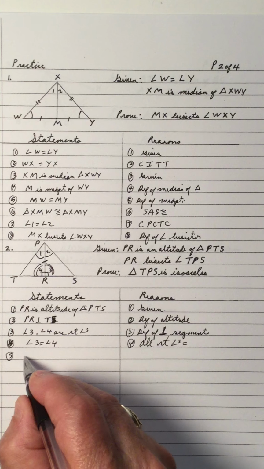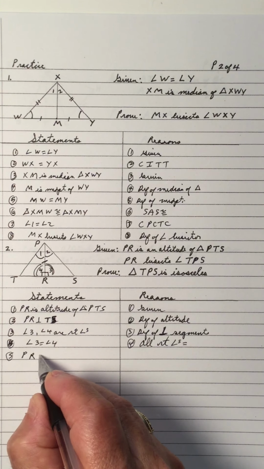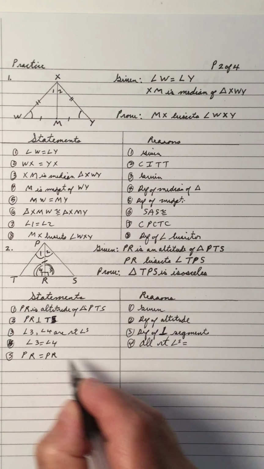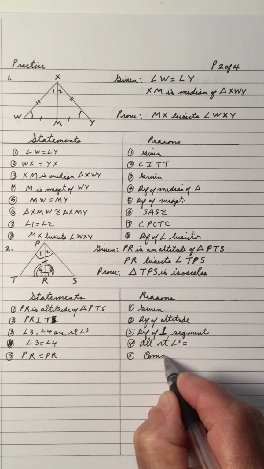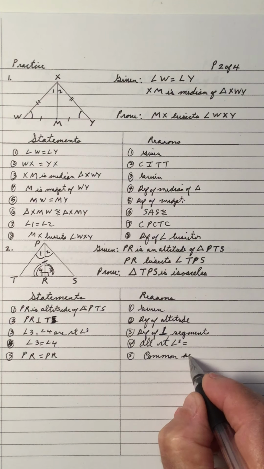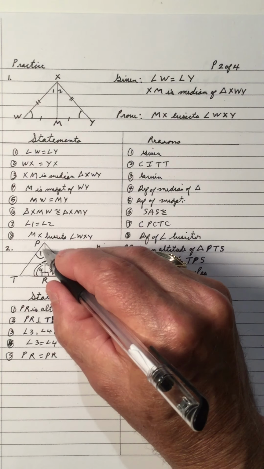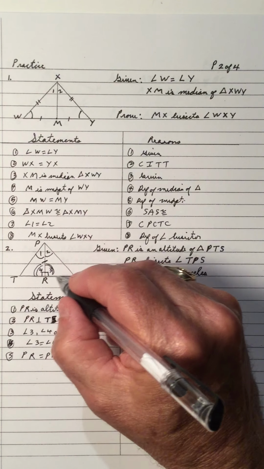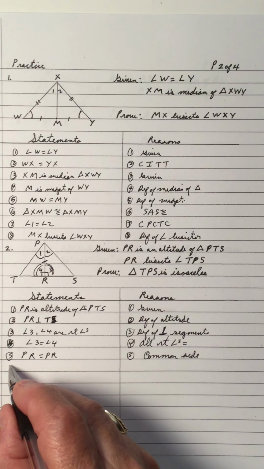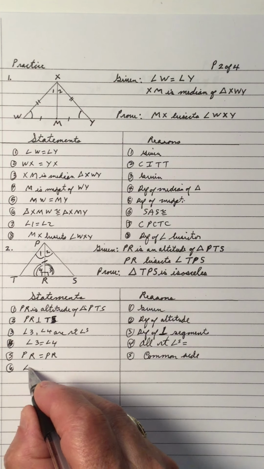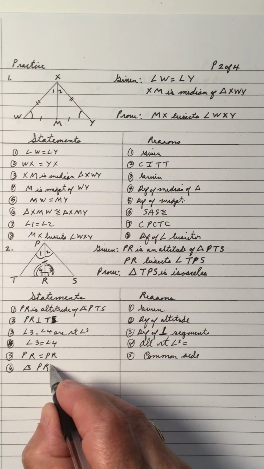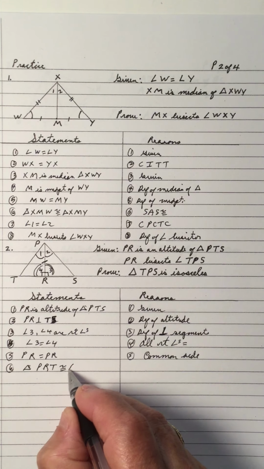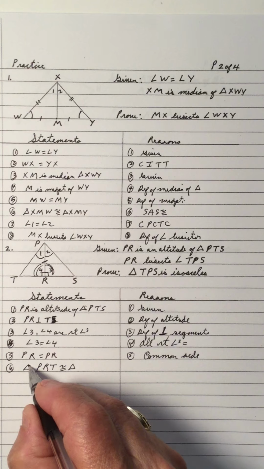And now we have PR is equal to PR. It's a common side to both triangles. So PRT, PRS, PR is in both triangles. So now I have triangle PRT congruent to triangle PRS.